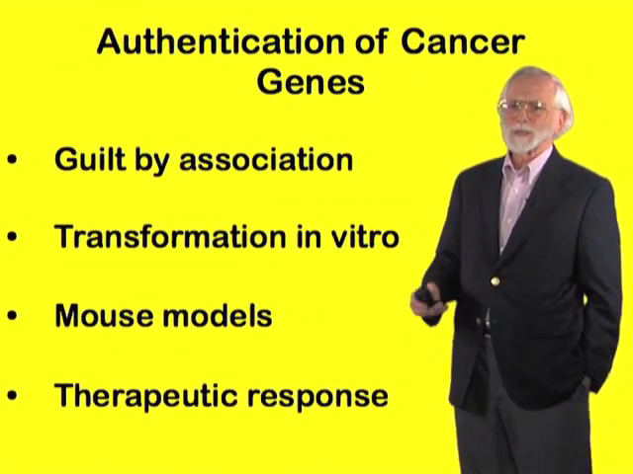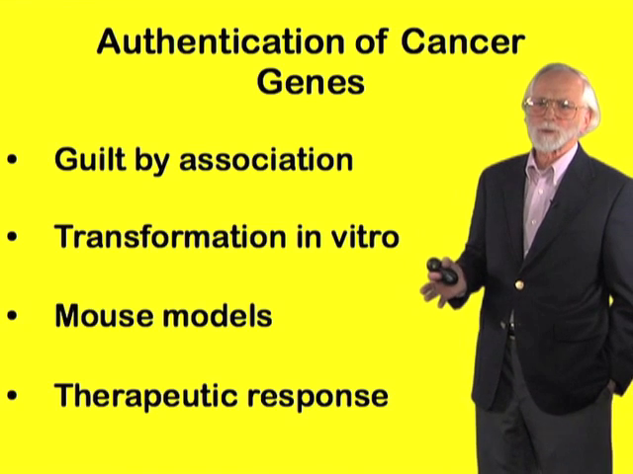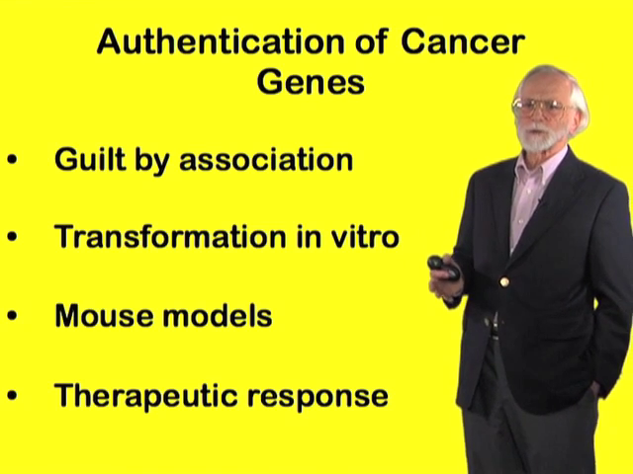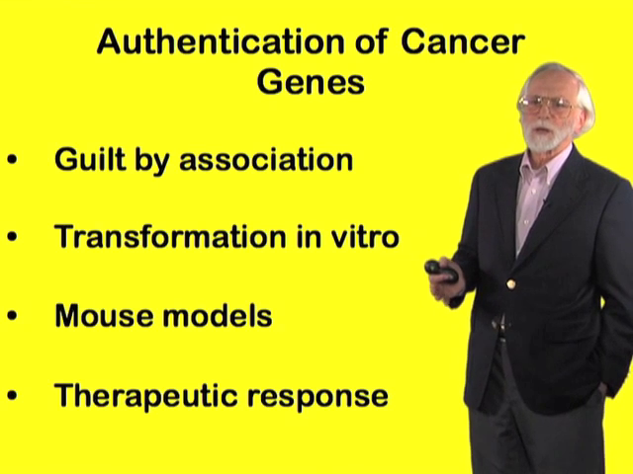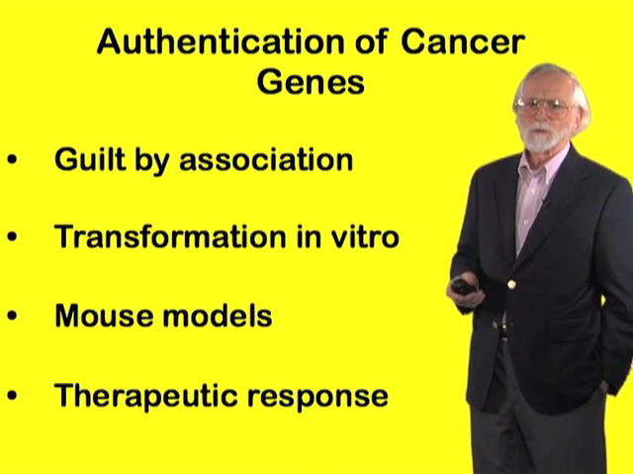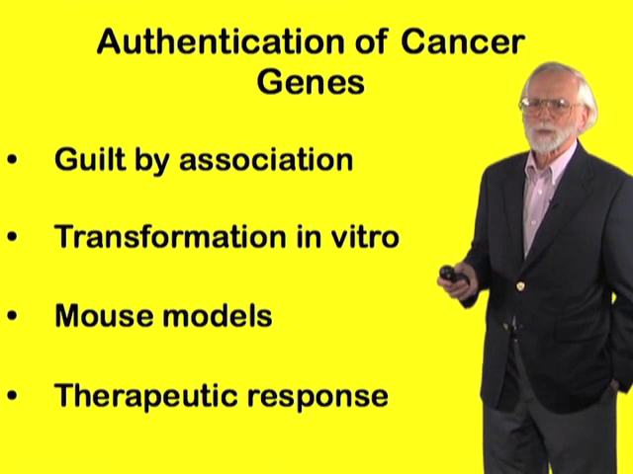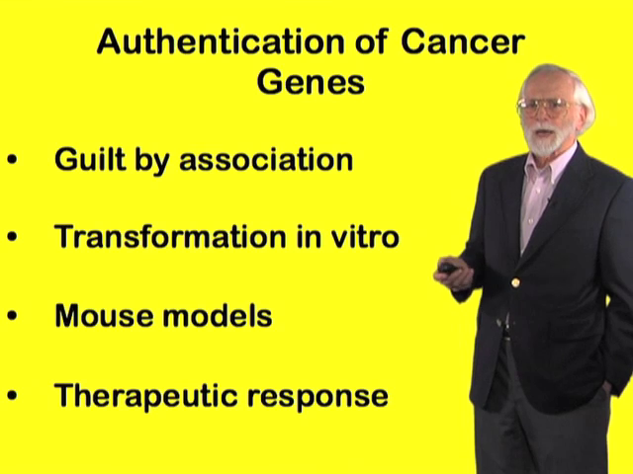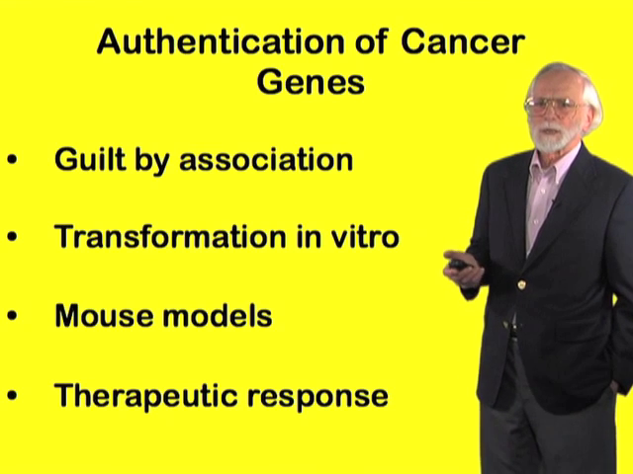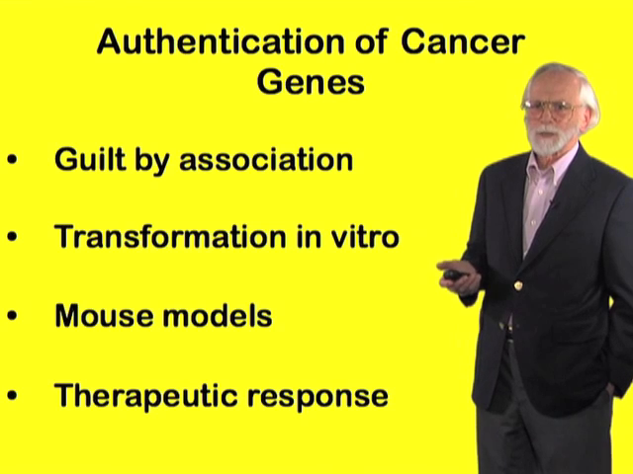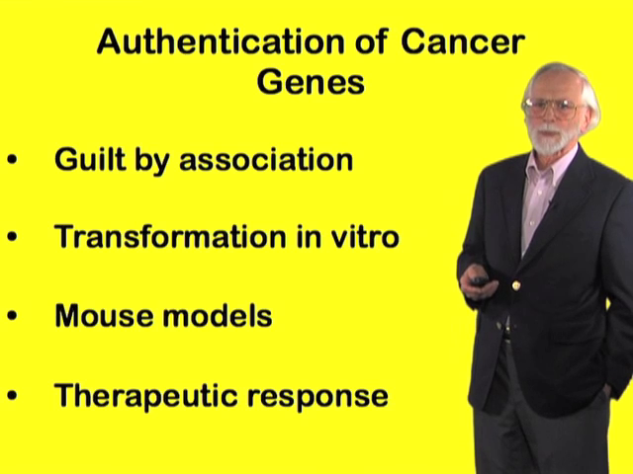Now, how can we authenticate the powerful circumstantial evidence that these genes are involved in cancer? And there are four general approaches. First, what I call guilt by association. If you find the Philadelphia chromosome in every case of chronic myeloid leukemia, which is essentially the case, surely it has something to do with the disease.